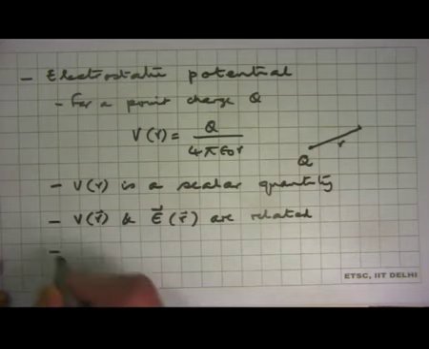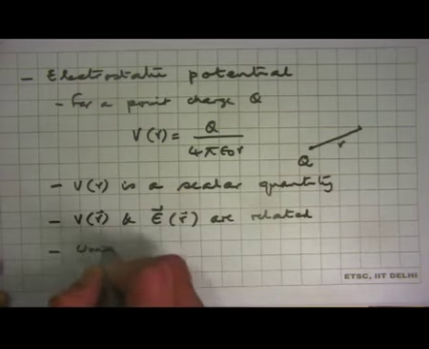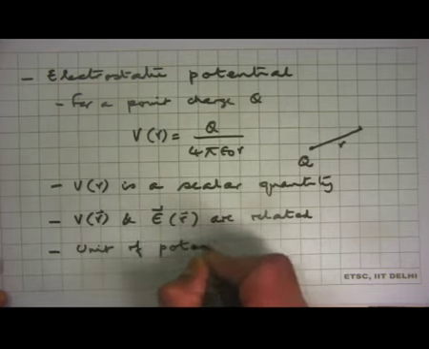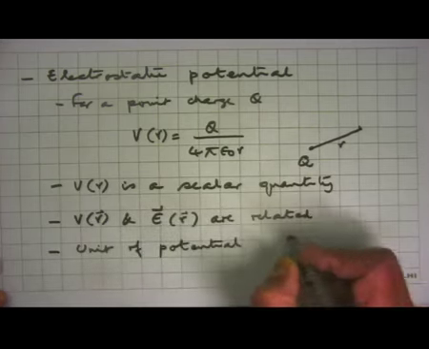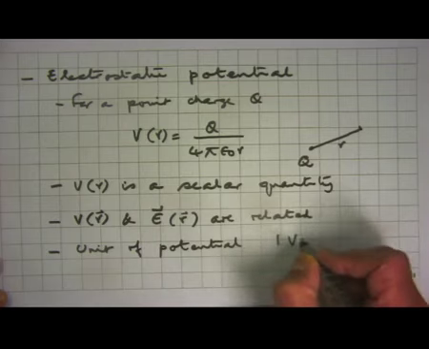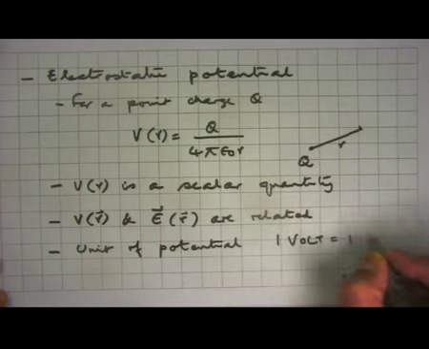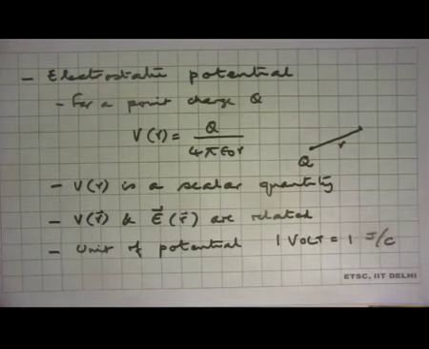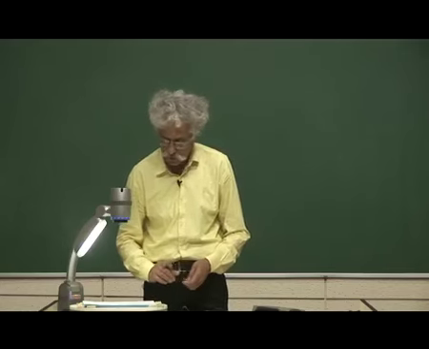I also introduced the unit of potential, it's volt. So, 1 volt is equal to 1 joule per coulomb. That is the work done or energy in moving one charge from infinity to that point.